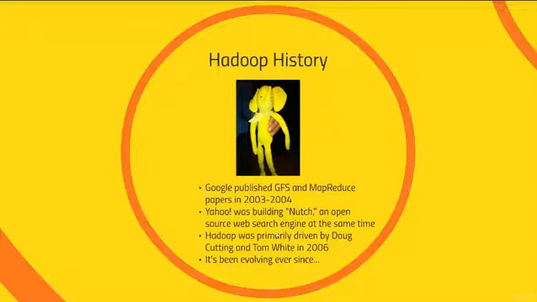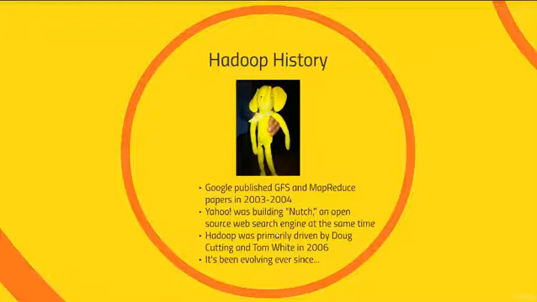MapReduce is Hadoop's solution for distributed processing of information. So GFS is basically what inspired Hadoop's distributed data storage, and MapReduce is what inspired Hadoop's distributed processing. And in fact, they didn't even bother changing the name. It's still called MapReduce. So Hadoop was developed originally by Yahoo. They were building something called Nutch, which was an open source web search engine at the time.